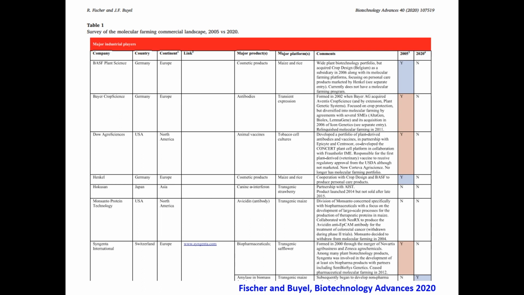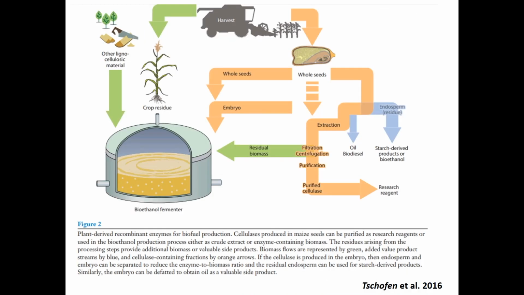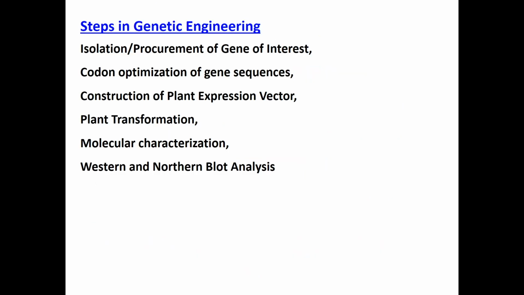The compiled table of the survey of the molecular farming commercial landscape from 2005 to 2020 is given in detail in the publication by Fischer and Buyel, published in 2020. These are the simplistic downstream methods for harvesting and producing different molecules in the plant system. The success of plant molecular farming depends on the genetic engineering protocol available for a plant system.